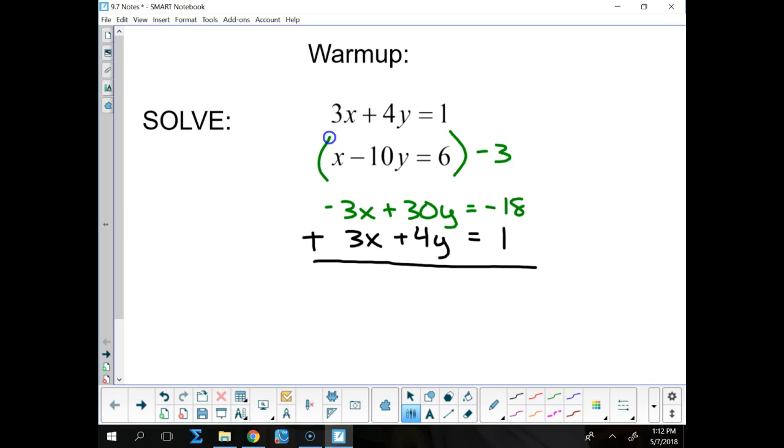Now what am I going to do with those equations? Add them. Okay? -3 plus 3 goes away. 30 plus 4, so that's 34y. -18 plus 1, -17. Now I need to solve that for y. Divide by 34. So y here is equal to -1/2. Okay. Now what?